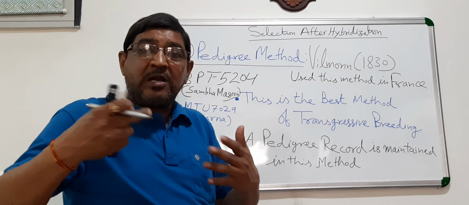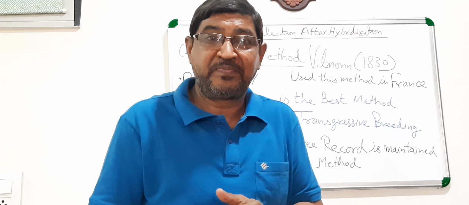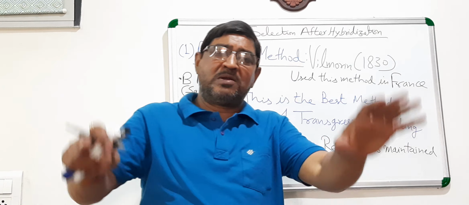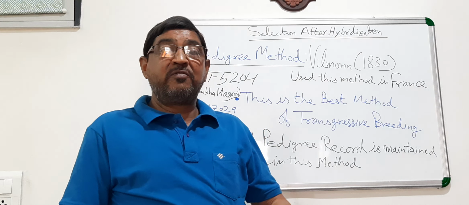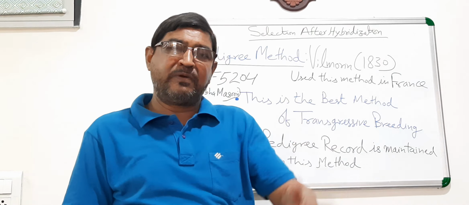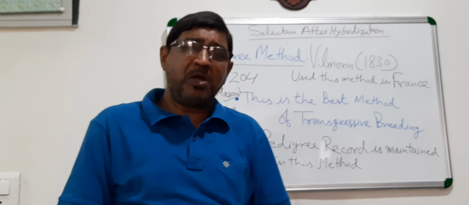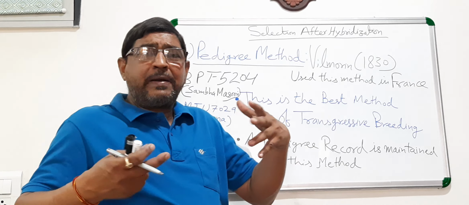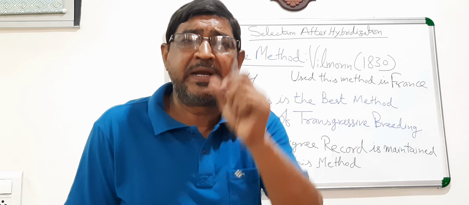Whatever methods you are applying for exploiting transgressive segregants to develop a new variety, that can be said to be transgressive breeding. Whatever methods you are applying, whether you are using the pedigree method, the bulk method, or even the backcross method. But in the backcross method, the objective is different. I will be dealing with it later on. But of course you can exploit transgressive segregants there also. So wherever you are exploiting transgressive segregants to develop a new variety, that is called transgressive breeding.